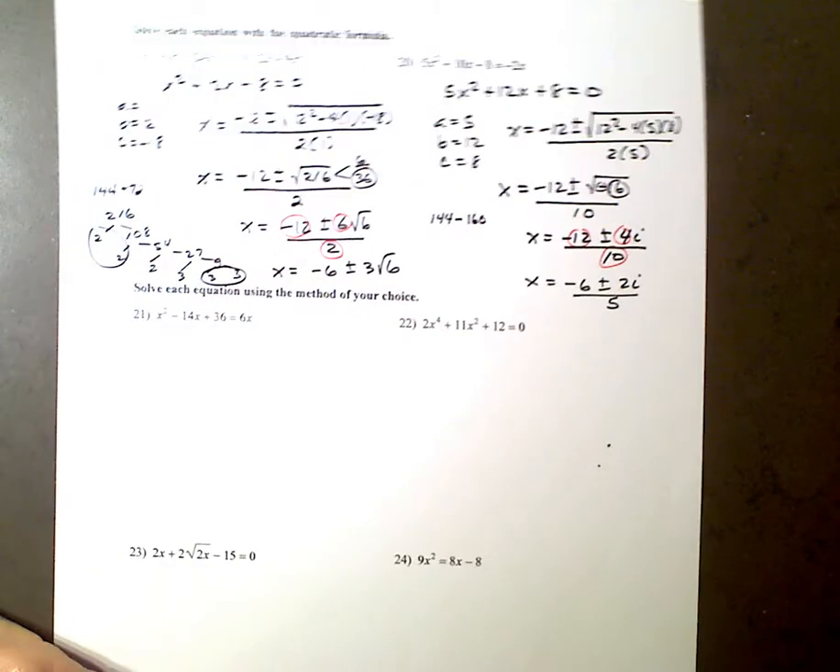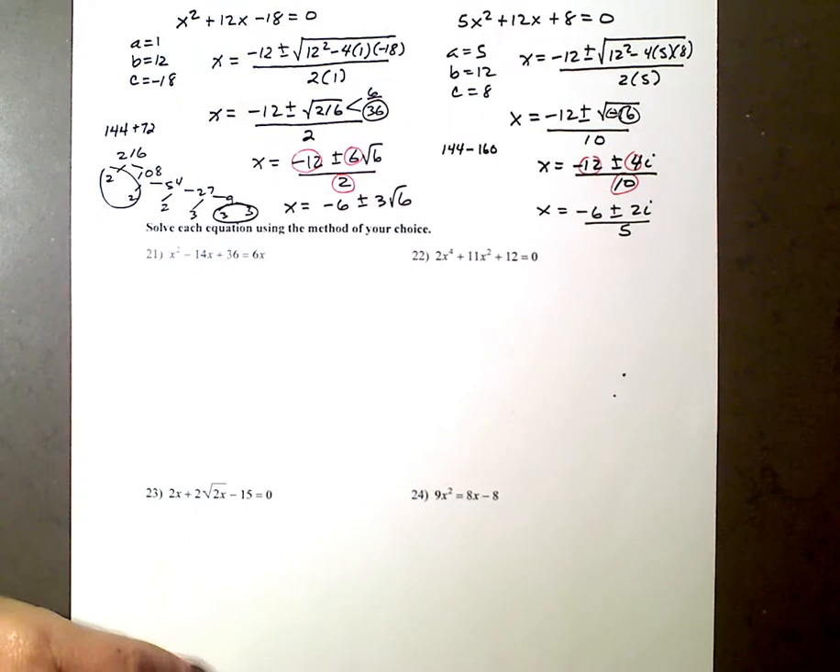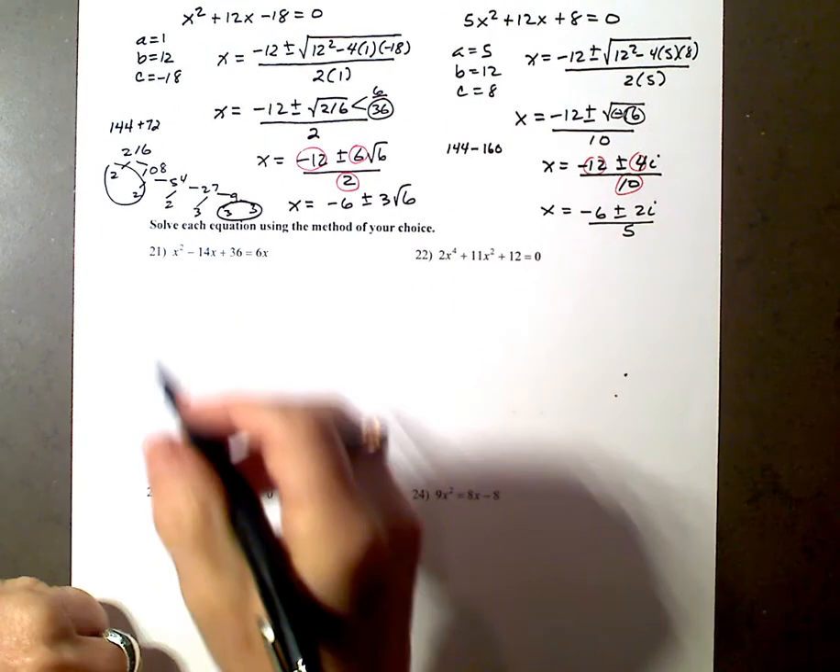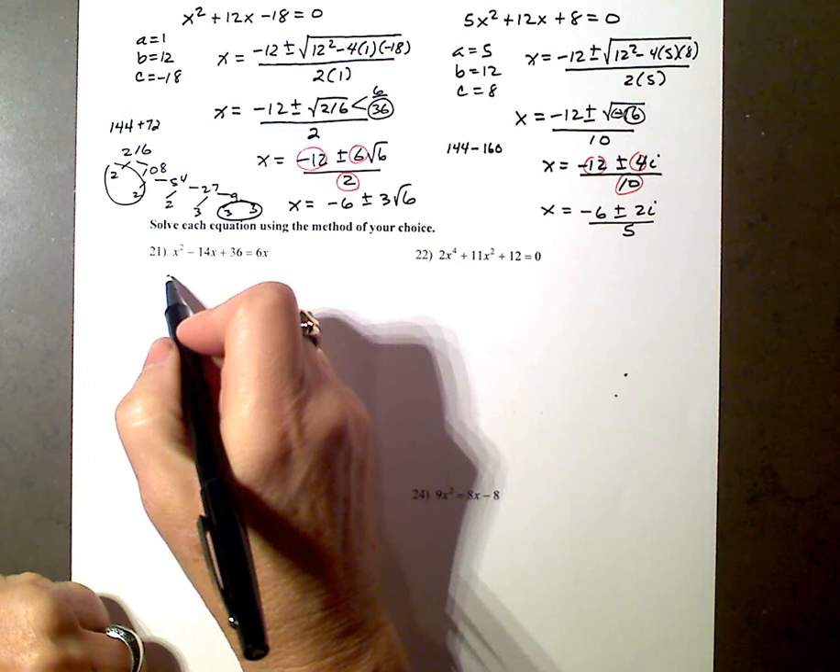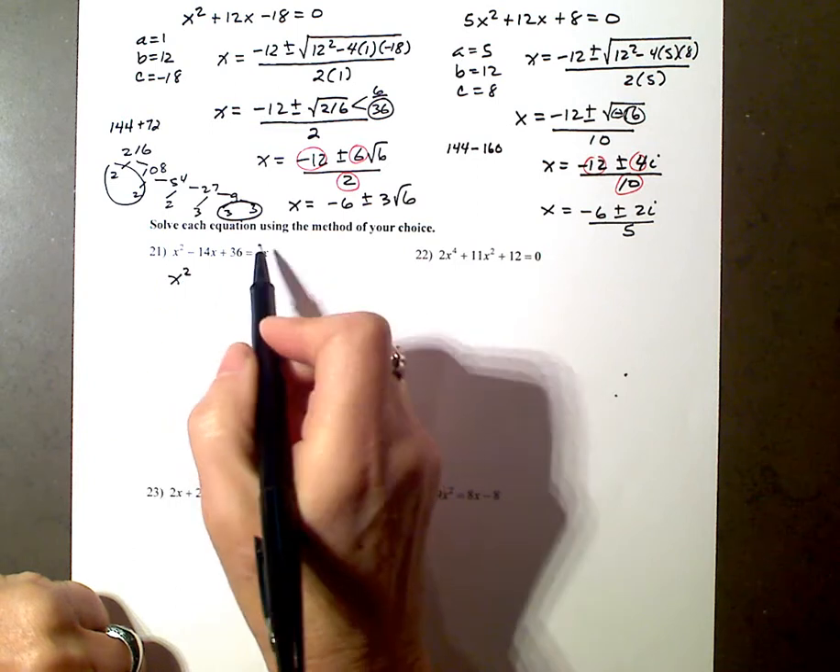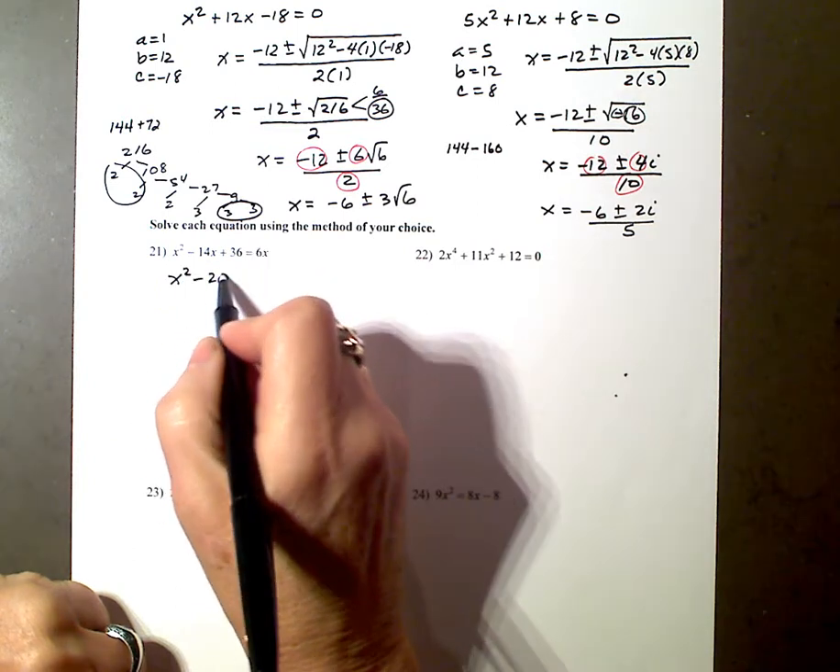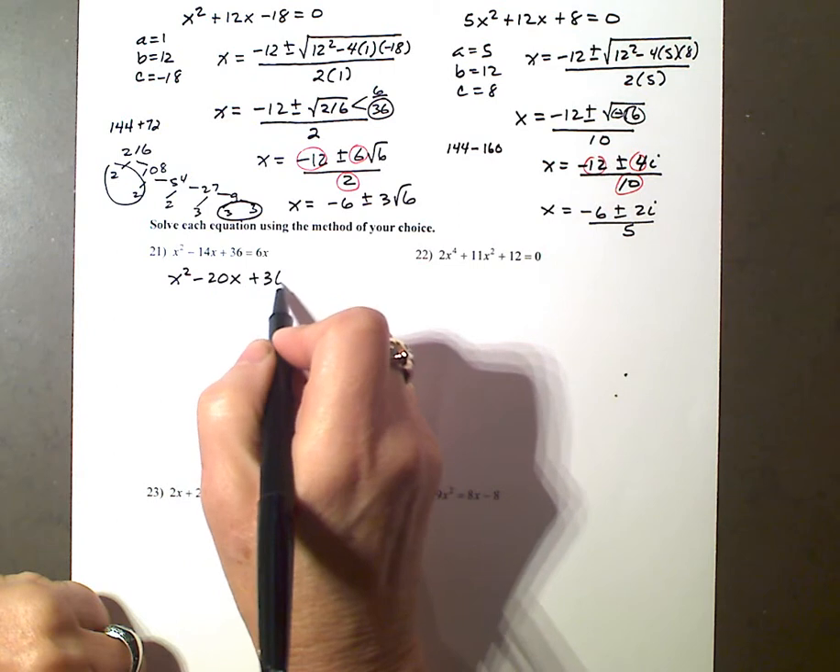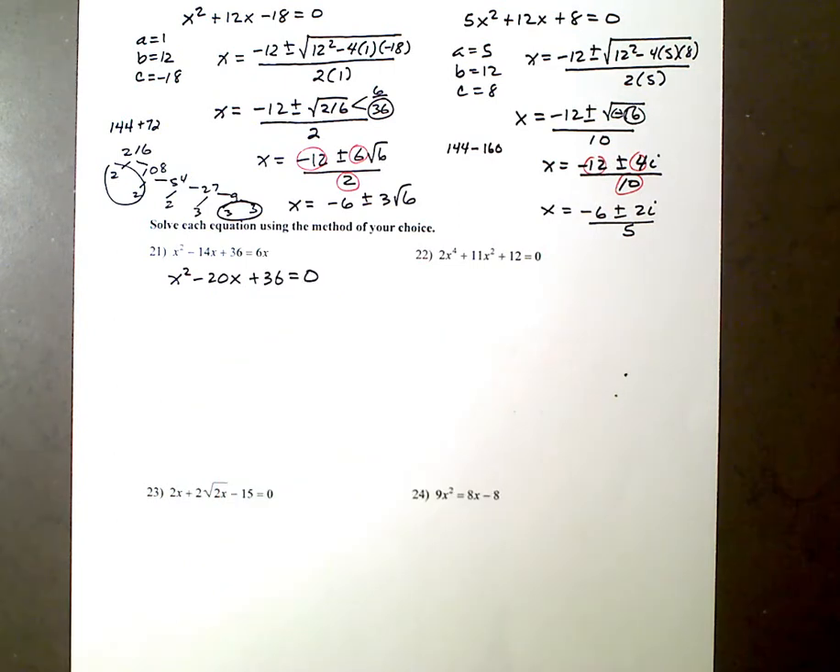All right, now I get to use the method of my choice on these. So with number 21, first of all, I'm going to move the 6x over, minus 20x plus 36 equals 0. Well, let's see, 3 times 12, 9 times 4, 18 times 2. This is easily factorable.